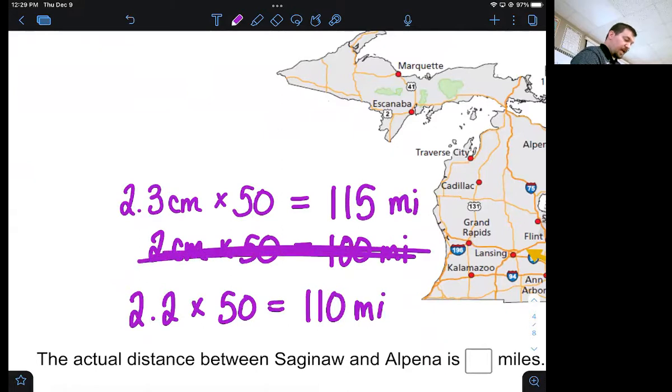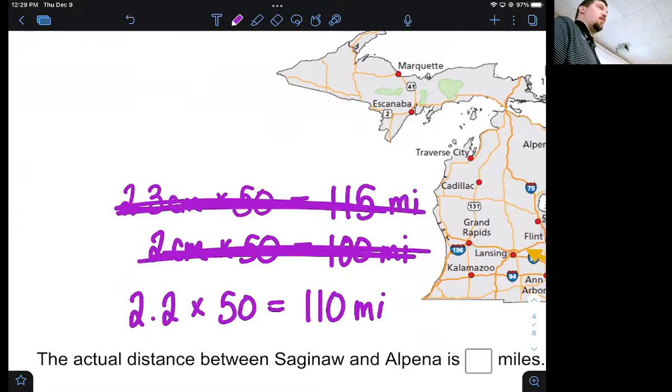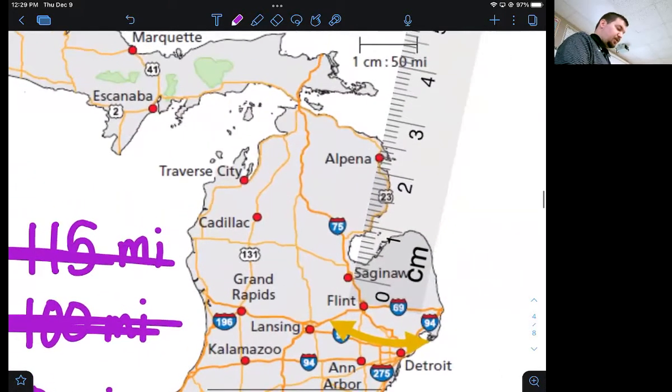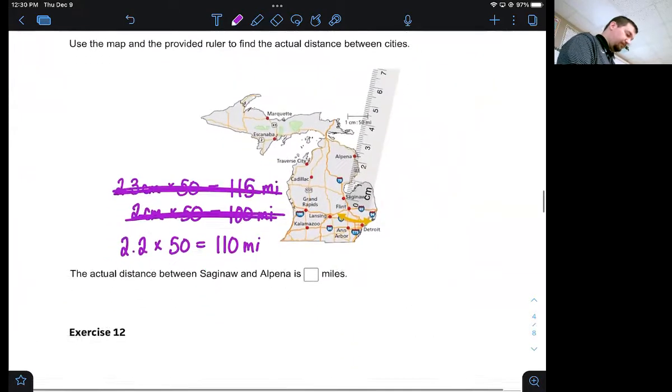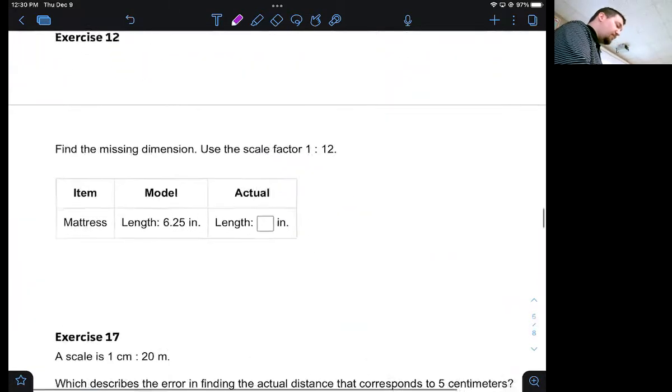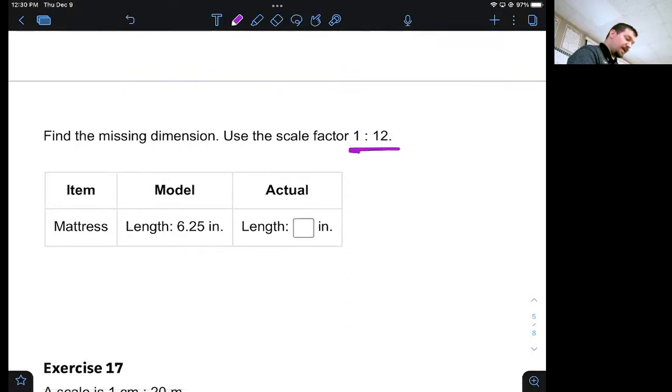Okay, so again, it's just trying to figure out what exact measurement they got on their ruler. Of course, maybe you rounded differently than they did, but they used 2.2. I think based on my ruler, it should actually be 2.3, but what do I know? I'm just a math teacher. Right. All right, number 12 gives us a scale factor. It says the scale factor is 1 to 12.